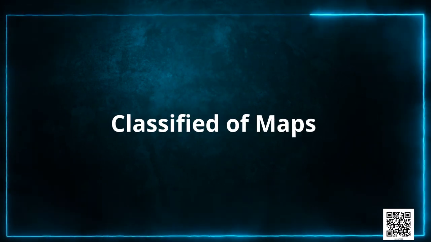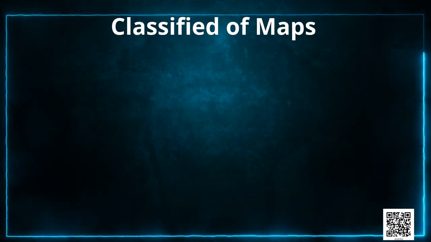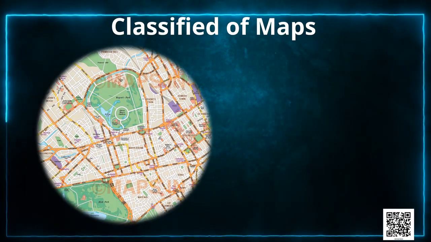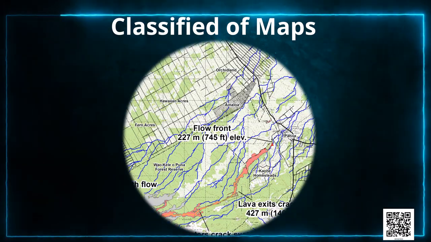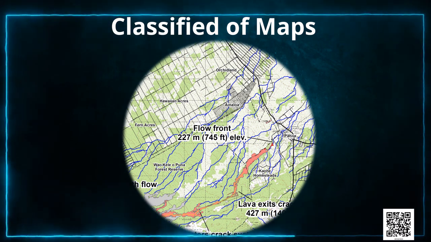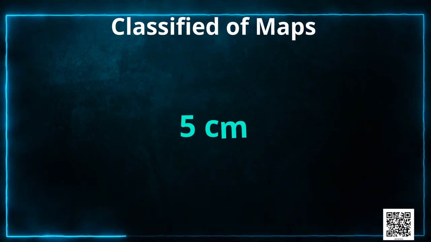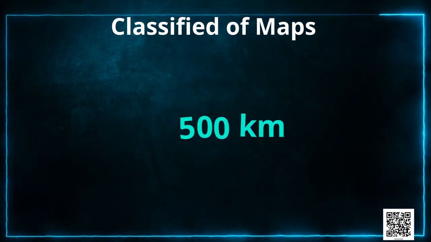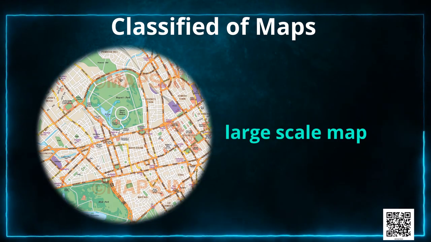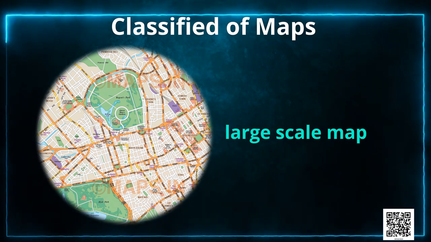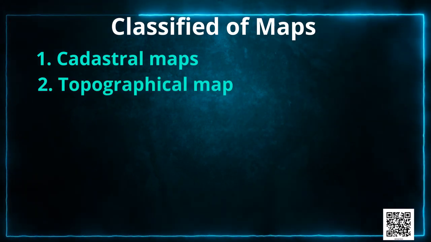So students, here we discuss classification of maps on the basis of scale. Maps may be classified into large scale and small scale. When large areas like continents or countries are to be shown on paper, then we use a small scale. For example, 5 cm on the map shows 500 km on the ground. It is called a small scale map. Large scale maps are further divided into the following types: cadastral maps and topographical maps.